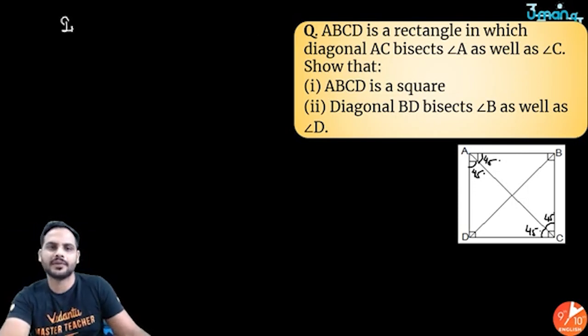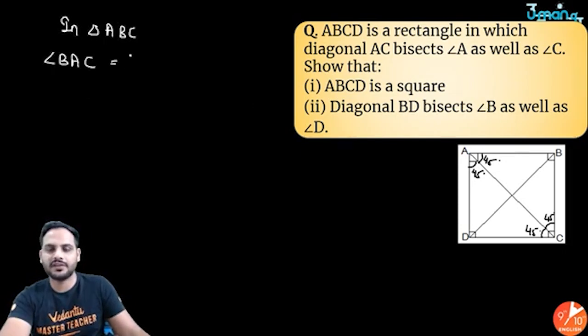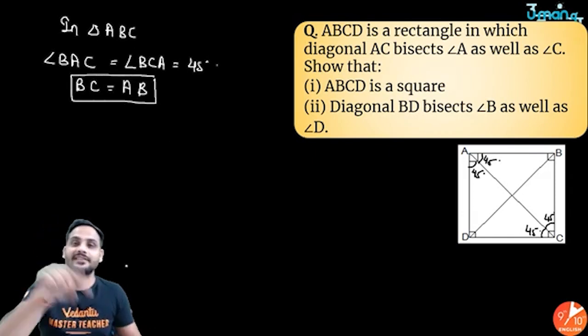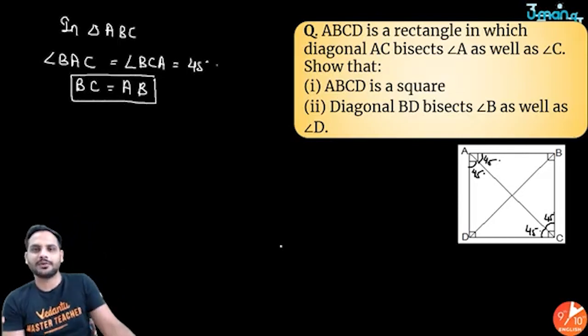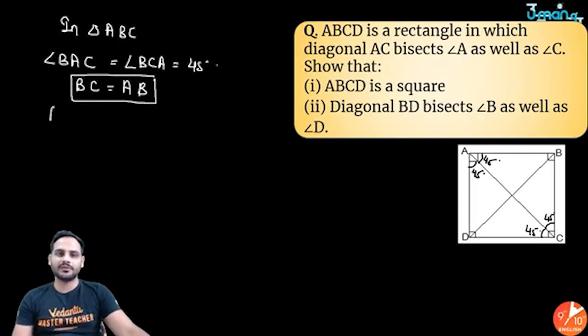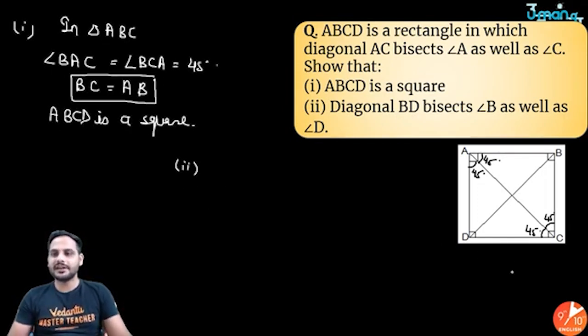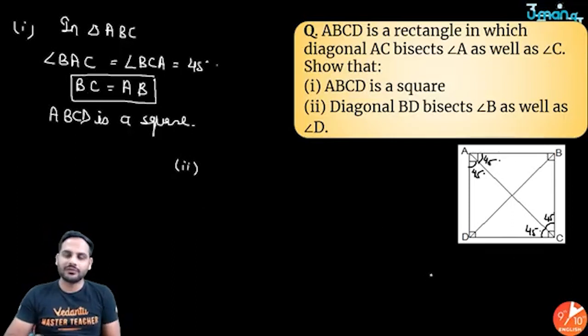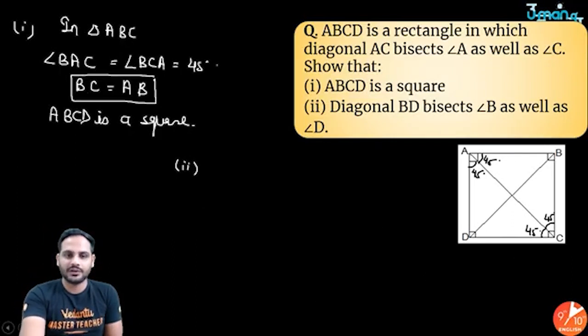Now pick any one triangle you want. Suppose in triangle ABC, we know that angle BAC is equal to angle BCA. Both are equal to 45 degree. So the sides opposite to them will be equal. Opposite to angle A, 45 degree, we have BC is equal to AB. So once I know that one pair of adjacent sides, BC and AB, are equal to each other, in a rectangle, we can say ABCD is a square. Second part, diagonal BD also bisects angle B as well as angle D. Now we know that it is a square.